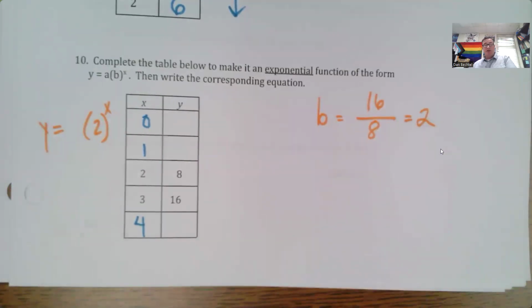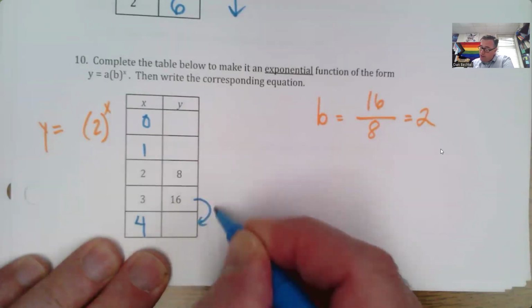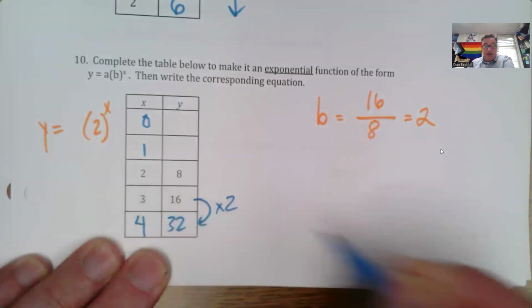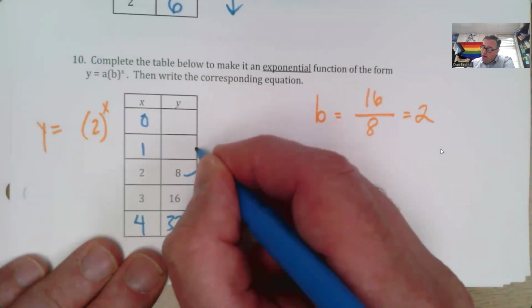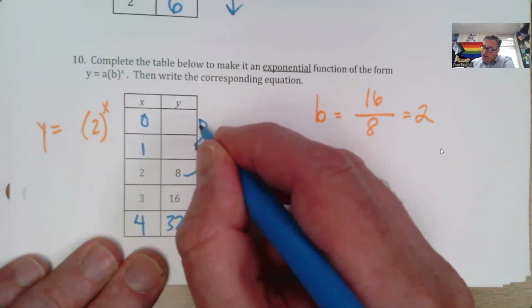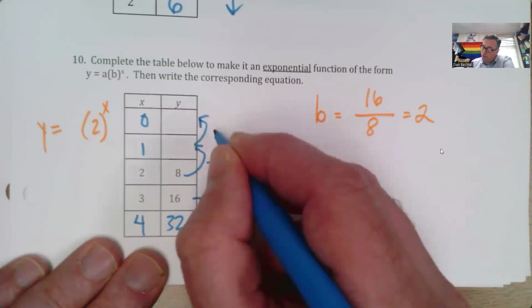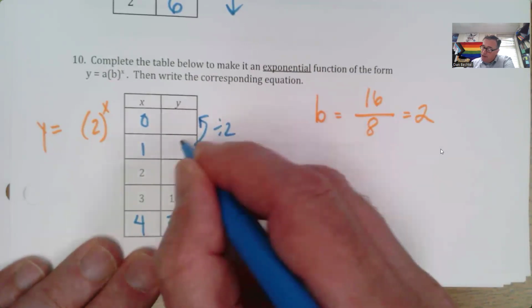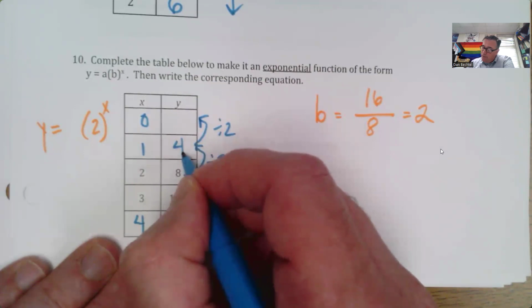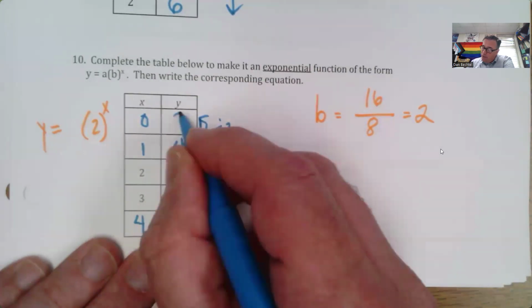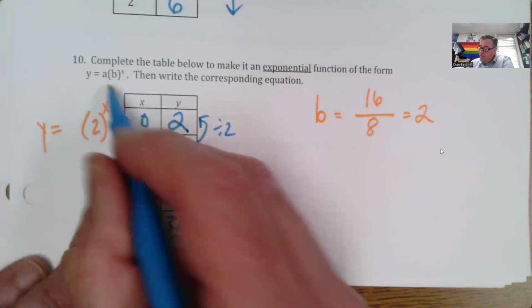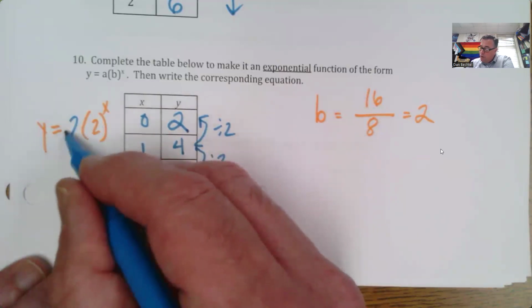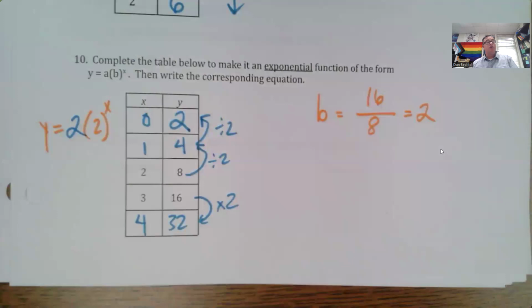Knowing that that's going to be a 2, if I multiplied this way times 2, we'd have a 32 there, which is great. But then if I have to come back this way, instead of multiplying by 2, I'm going to divide by 2. 8 divided by 2 is going to give you a 4 here. 4 divided by 2 is going to give you a 2 as the 0 term, which means our a value is going to be that 2 right there. So the equation is going to be 2 times 2 to the x power.